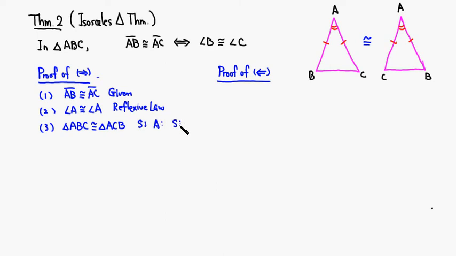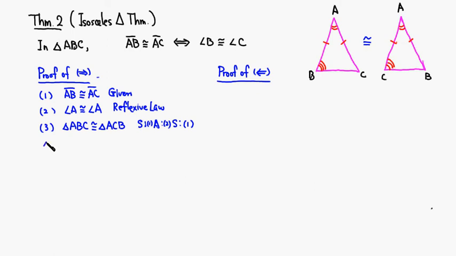Side AB is congruent to AC, which comes from line number 1, and the angle comes from line number 2, and the side is the same thing: AC is congruent to AB. We're kind of using the symmetry too, but this comes from line number 1. So they are congruent. Therefore, corresponding angles are congruent, so angle B would be congruent to angle C.